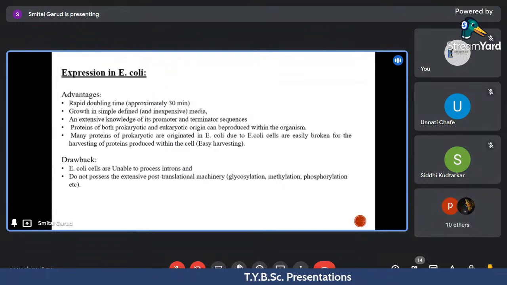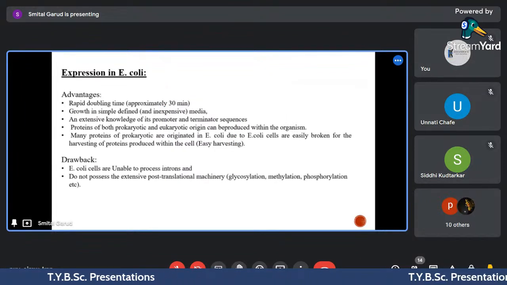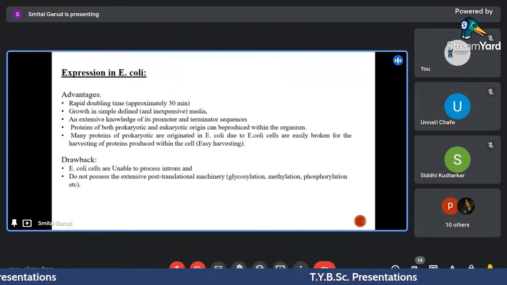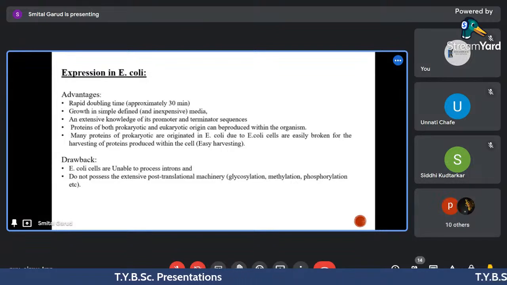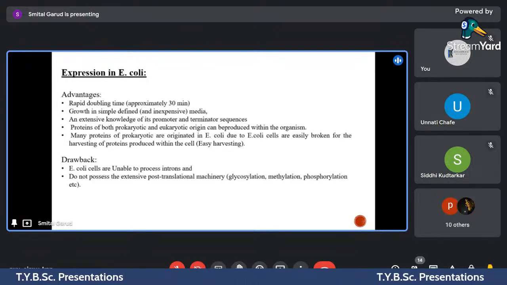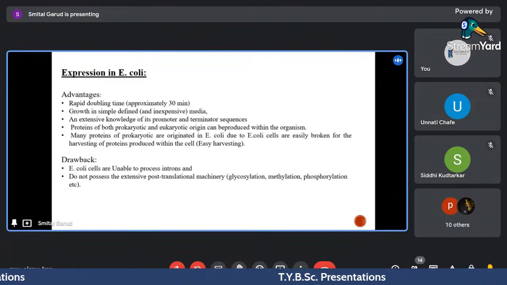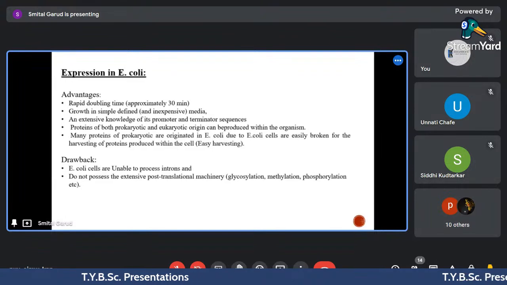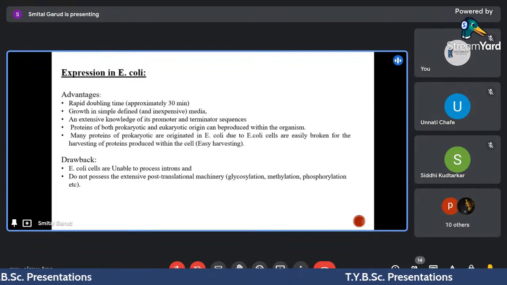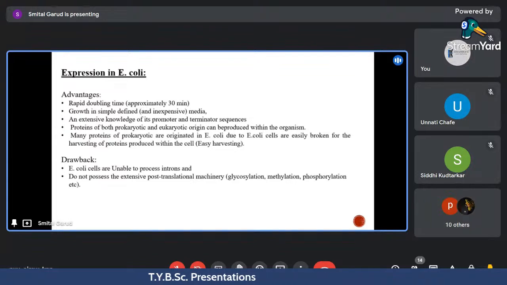For expression in E. coli, there are some advantages and drawbacks also. The advantages are rapid doubling time, growth in simple and defined media, extensive knowledge of its promoter and terminator sequences, and proteins of both prokaryotic and eukaryotic origin can be produced within the organism. Many prokaryotic proteins are expressed in E. coli, and E. coli cells are easily broken for the harvesting of protein produced within the cell. Drawbacks are that E. coli cells are unable to process introns or do not possess the extensive post-translational machinery like glycosylation, methylation, phosphorylation, etc.